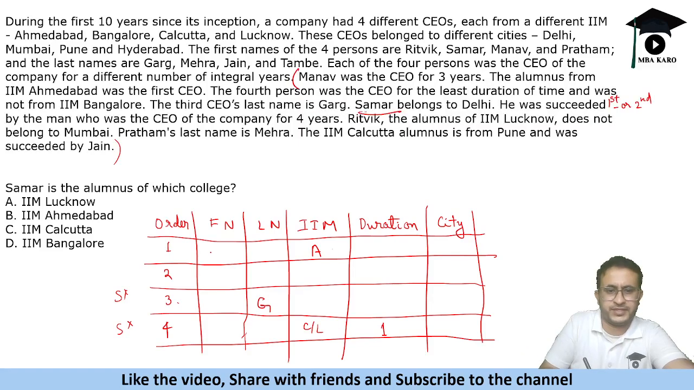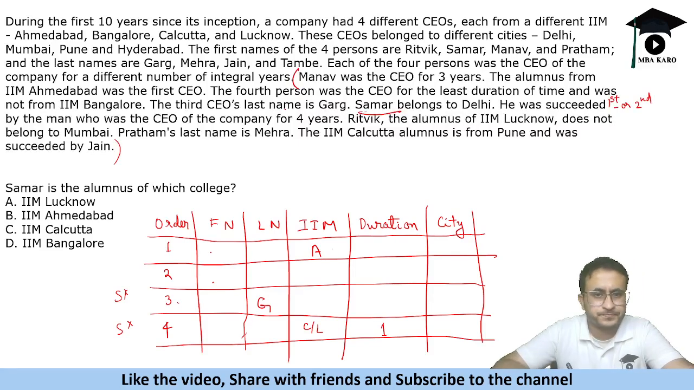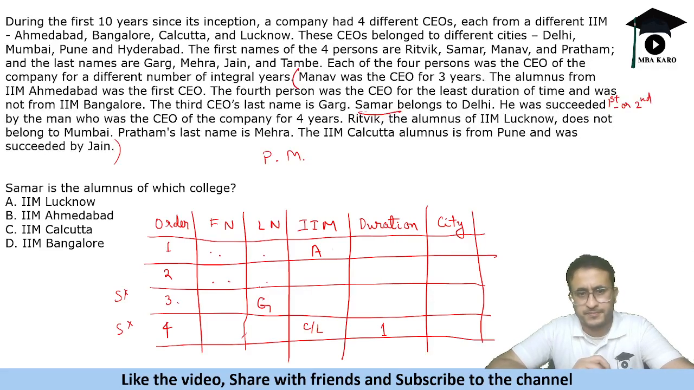Okay, so one of these is Samar. Ritvik, the alumnus of IIM Lucknow, does not belong to Mumbai. Pratham's last name is Mehra. So we have Pratham Mehra. Now Pratham Mehra can be this person or this person, right?